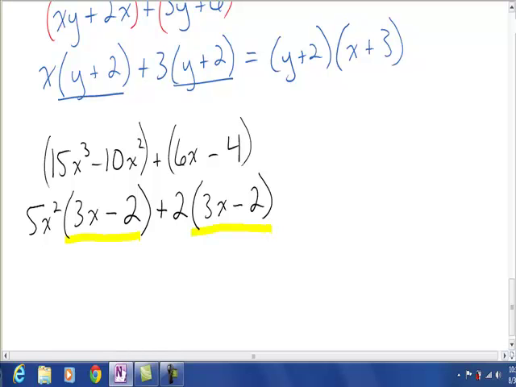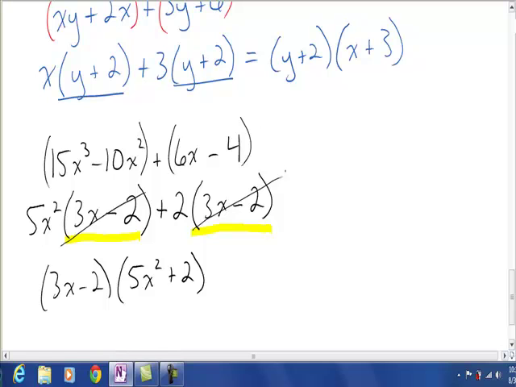So we go to our last step. We factor the 3x minus 2, bring it to the front. And what does that leave me with? I have 5x squared plus 2. Because when I pull that 3x minus 2 out of this first term, all that's left is 5x squared. And when I pull it out of the second term, all that's left is 2.